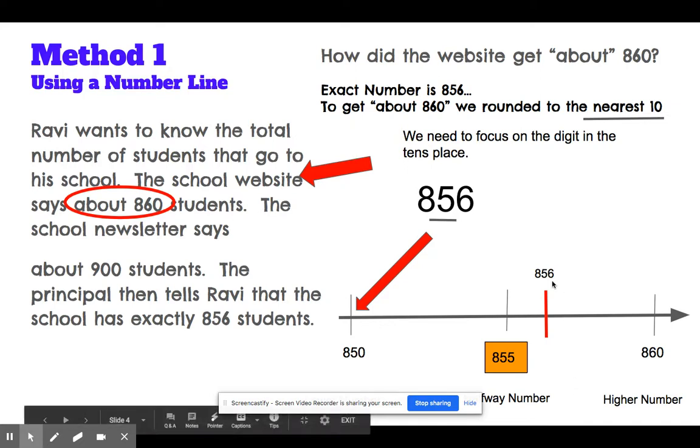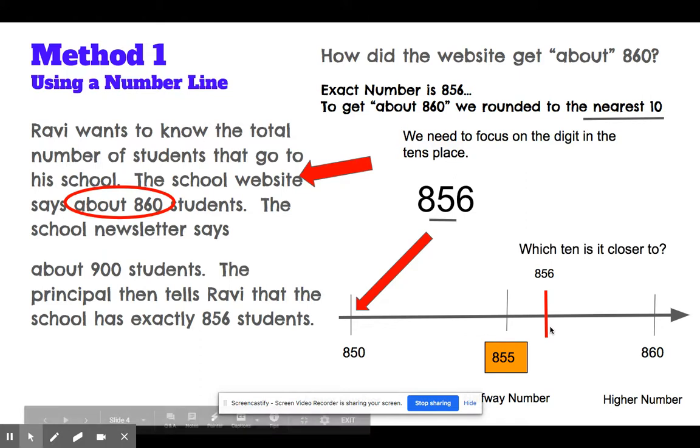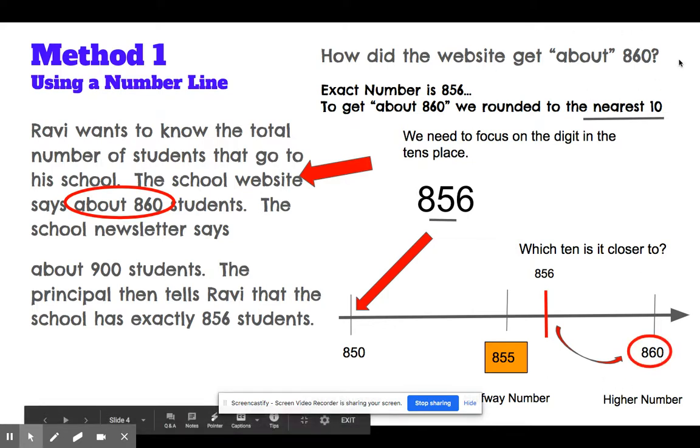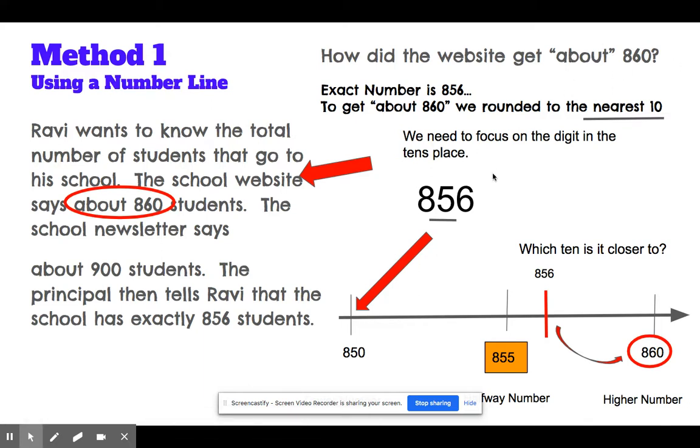So 856 is around here. And then we ask the question, what 10 is it closer to? Since we're rounding to the nearest 10, we have to ask what 10 is it closer to. Well, in this case, 856 is closer to the 860, our higher number on the number line. So that means 860 is how the website got its information. They rounded 856 to 860 because that's the closer 10.